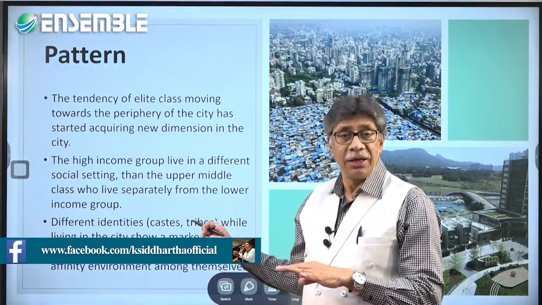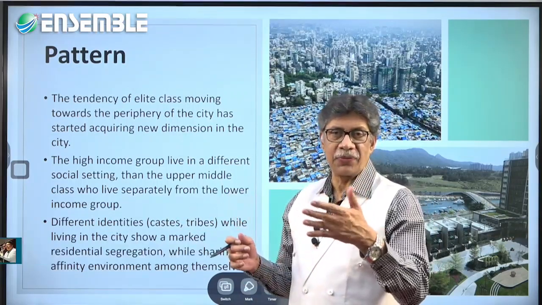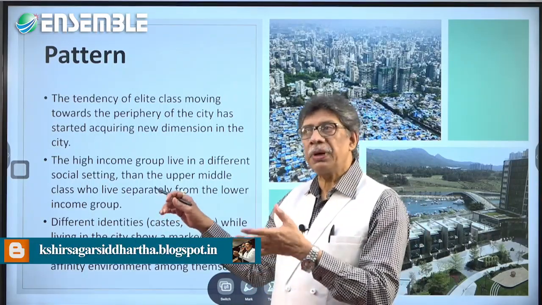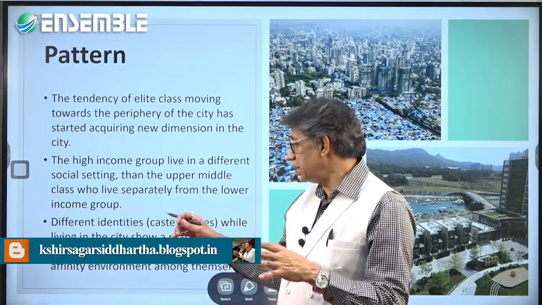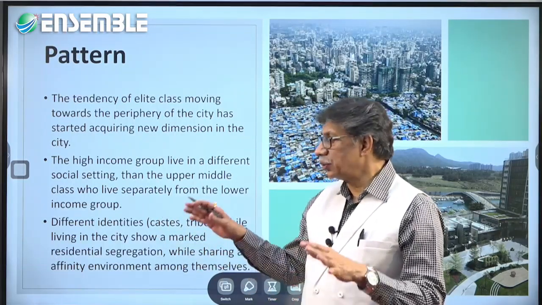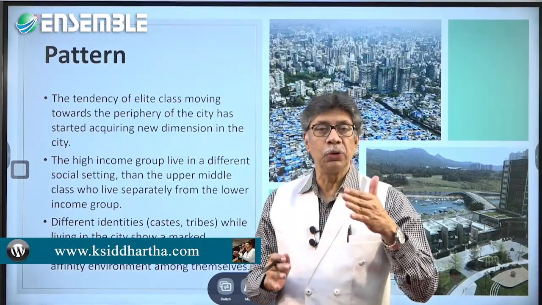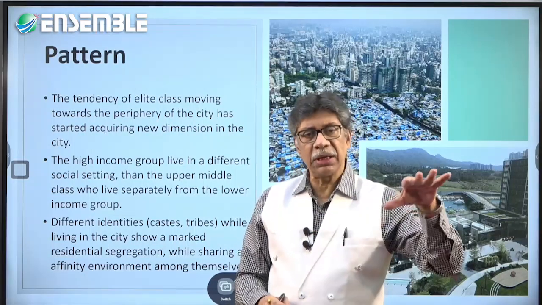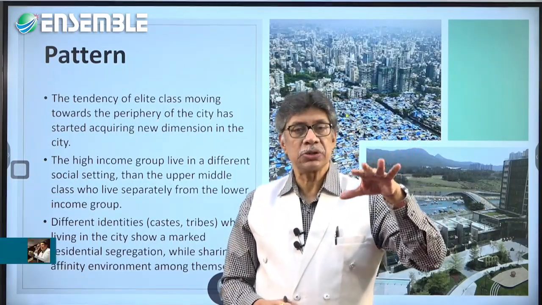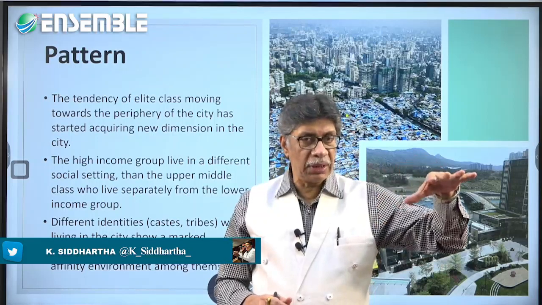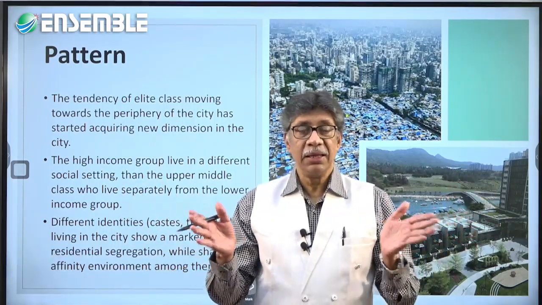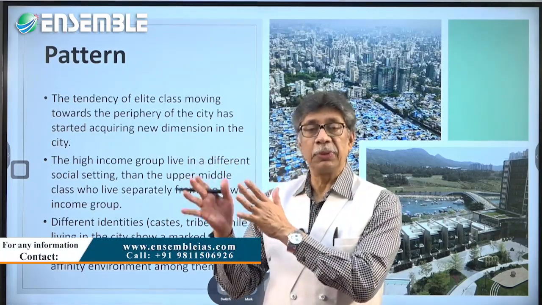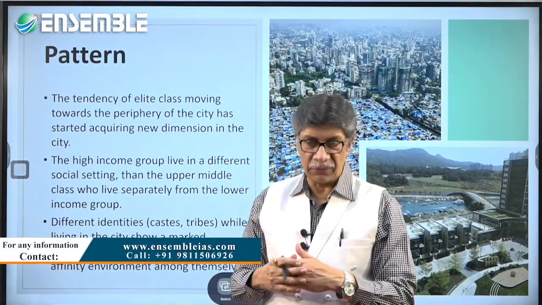Tribe is also a very derogatory word, but for the purpose of writing and understanding it, we are using these words. It's preferable to call them identities. So different identities live in the city and they show a certain type of different pattern. For example, the so-called Brahmin group will live where the kings used to live. They do not live closer to the places where the people who work daily live.